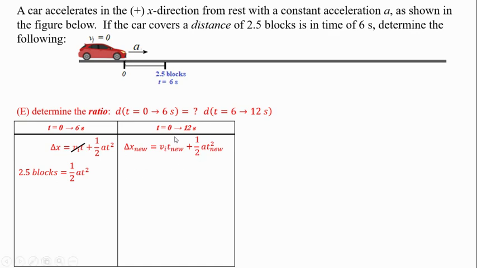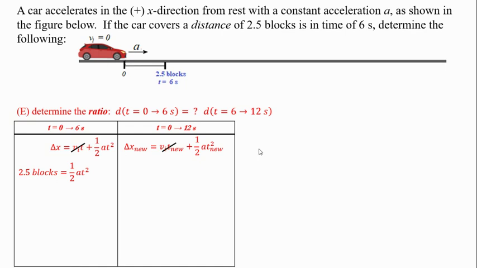Okay, the right side, I'm going to go from 0 to 12. And there's a reason why I'm going from 0 to 12. If I can go from 0 to 12, and if I know the distance from 0 to 6, which is given, then I can just do a simple subtraction. So keep up with this process.